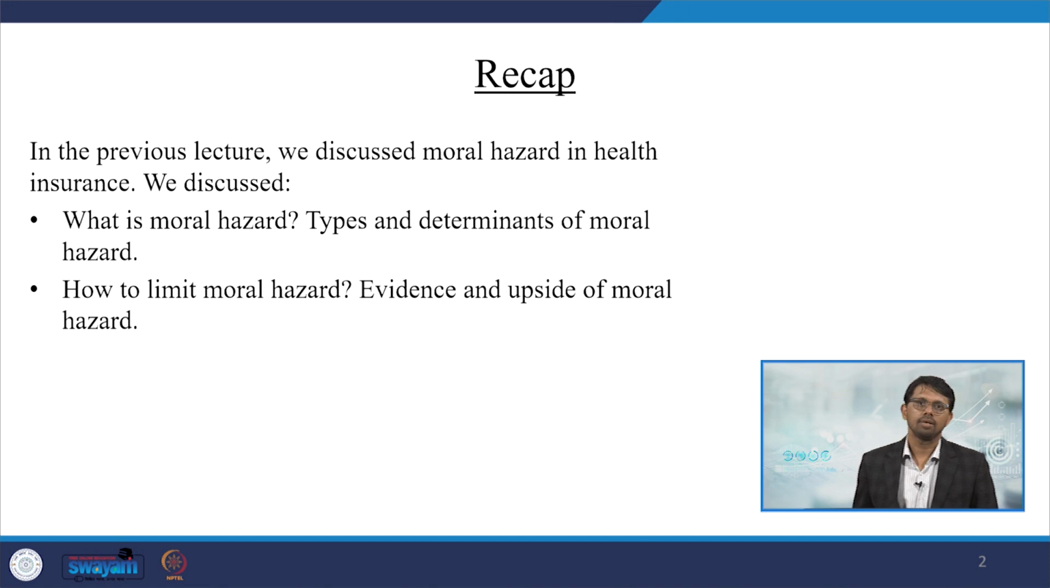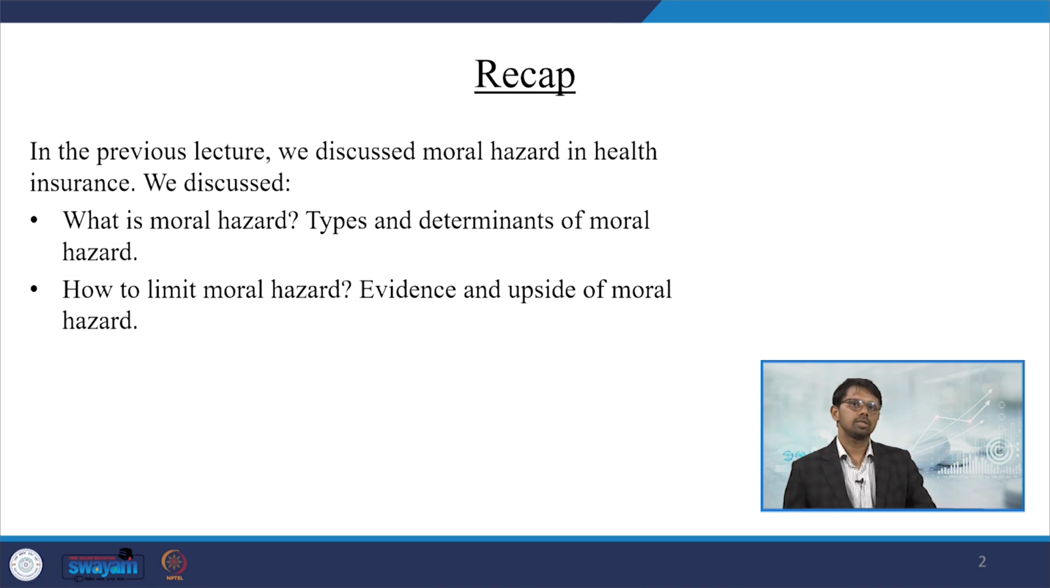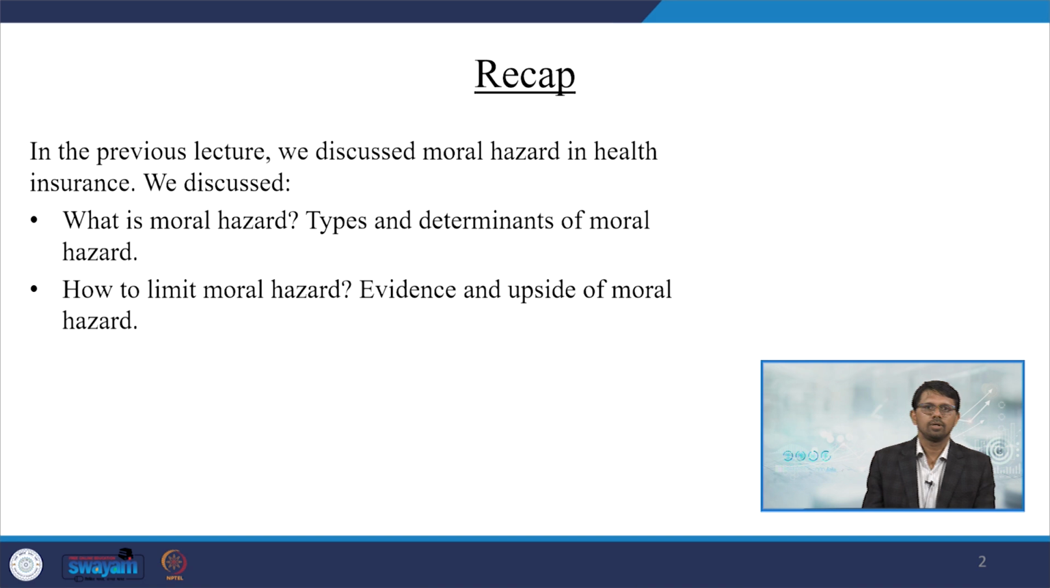We are explaining the unit concerning financing and insurance in healthcare, that is unit number 5, and in this particular lecture we are emphasizing adverse selection as part of the information problems in healthcare. In the previous lecture we emphasized moral hazard in healthcare. We discussed the concept of moral hazard, its types, its determinants, and how to limit or control moral hazard so that the market might function well, its evidence and upside, etc.